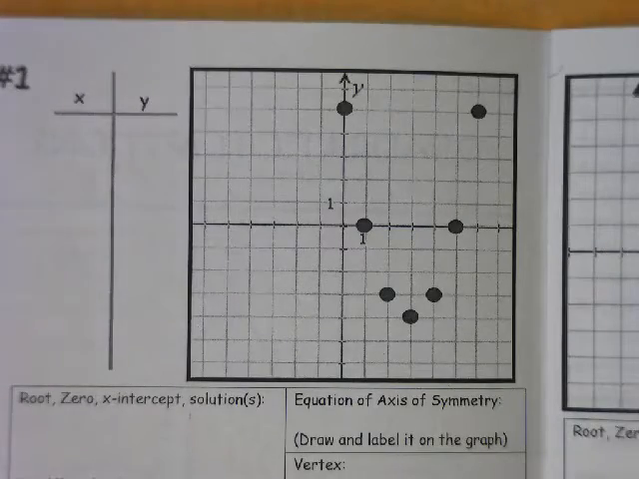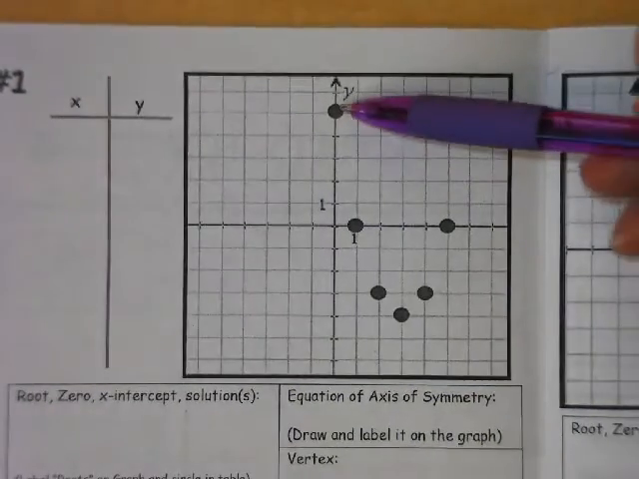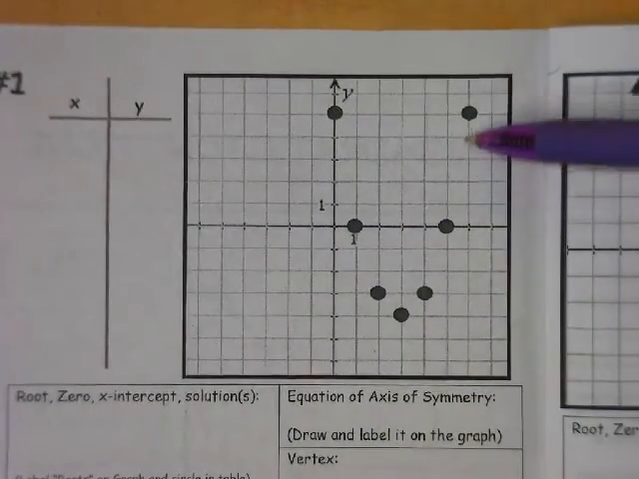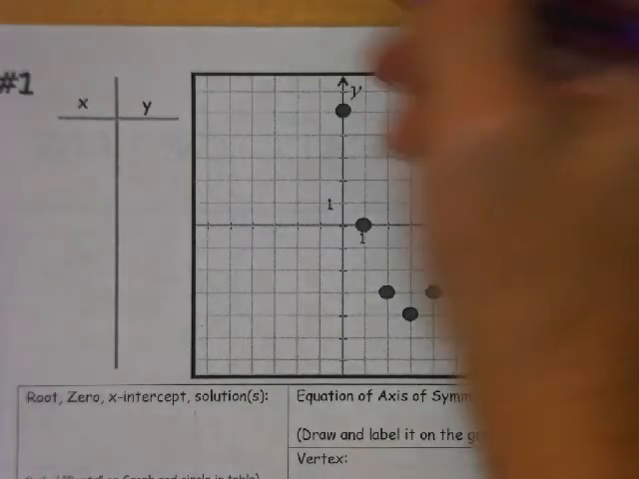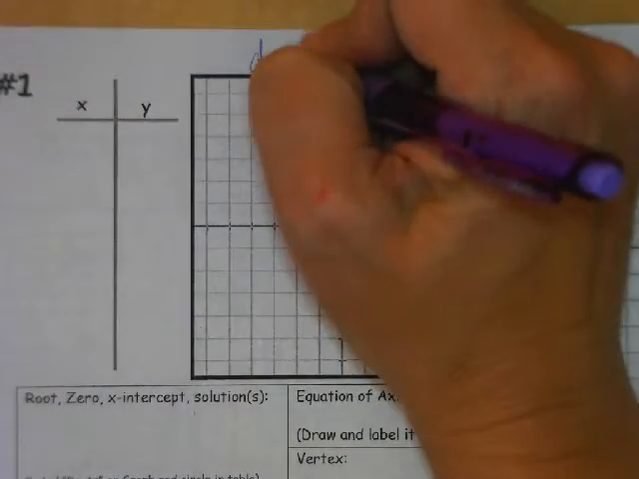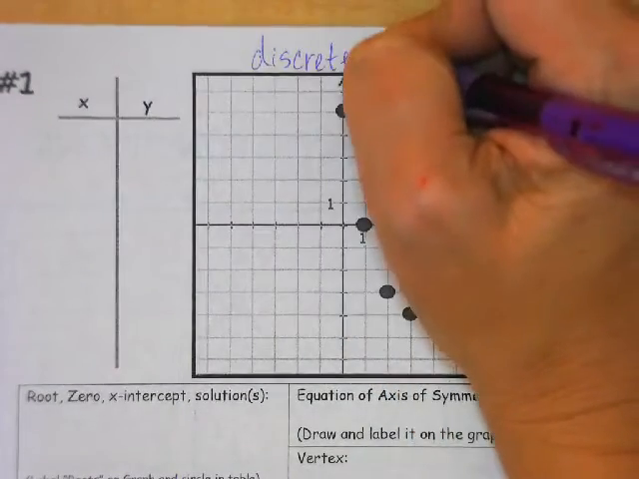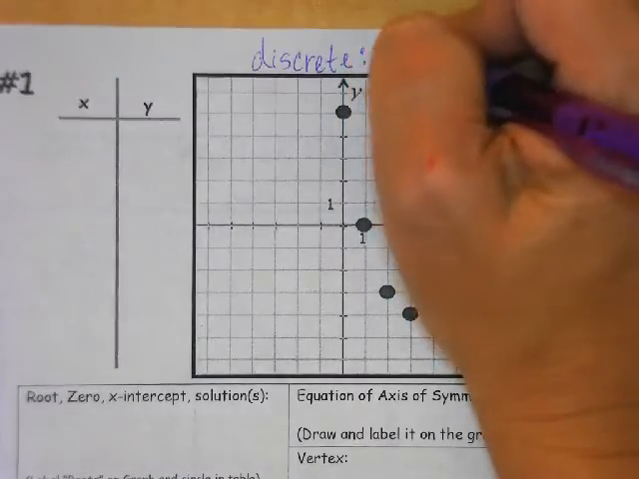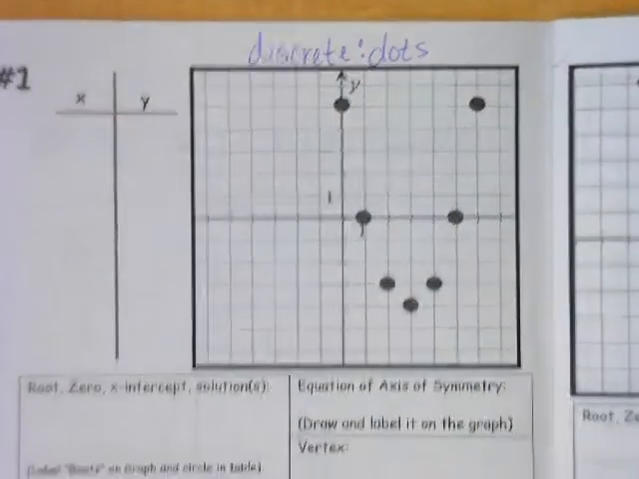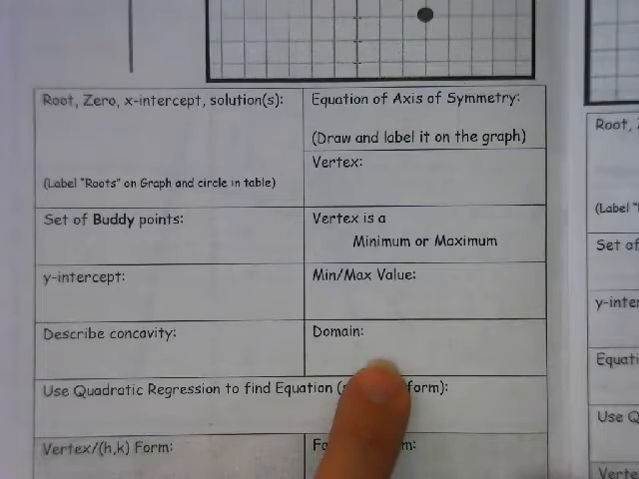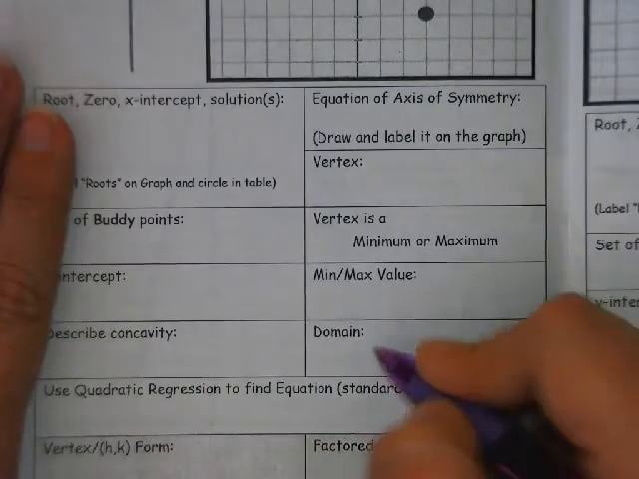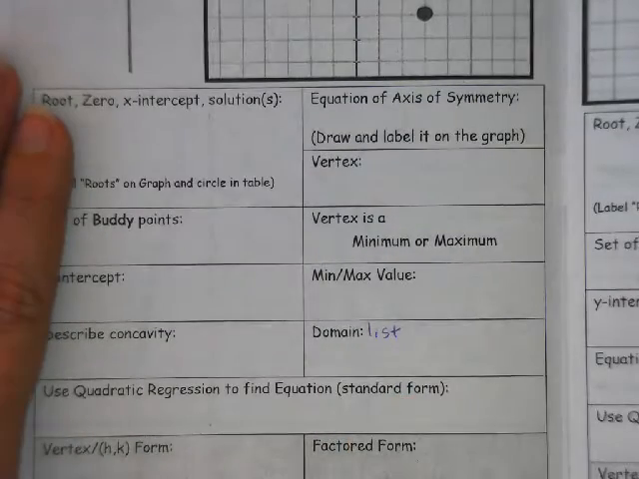When you look at this first picture, I want you to notice there are only dots here. What does that mean about this information? Is it continuous or discrete? Good, let's make a note. This is discrete data, because there are dots. And if you notice down here, as we fill out all this information, it does talk about domain. Since it's discrete, our domain is going to be a list.